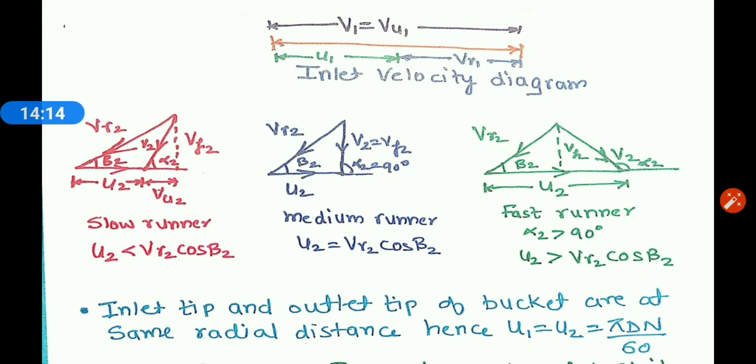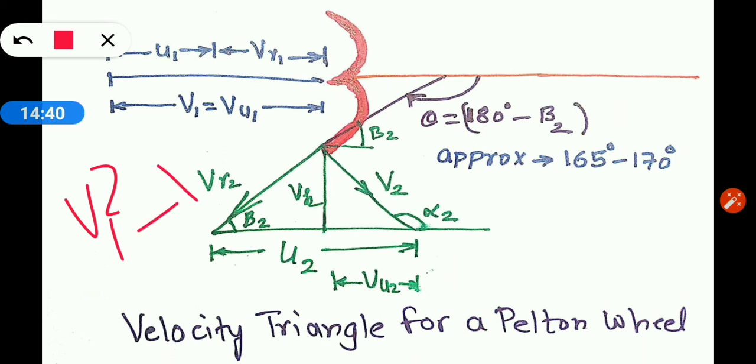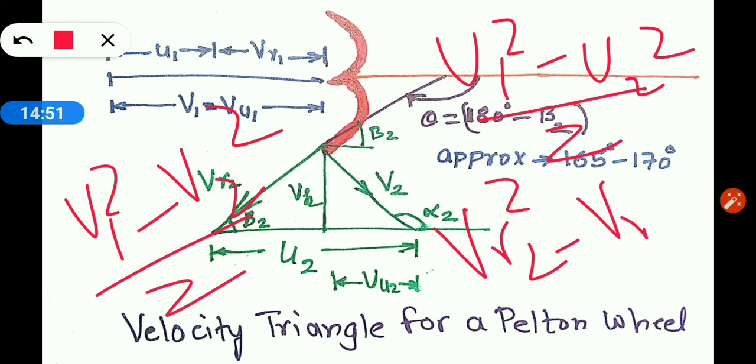Again, let us come back. Now I would like to mention the impulse. We are calling the Pelton wheel an impulse turbine. Why are we using the word impulse? If you can recall the last lecture which I uploaded, on hydraulic turbine basics, I explained the importance of three components: V1 square minus V2 square upon 2, then U1 square minus U2 square upon 2, and third, VR2 square minus VR1 square upon 2.